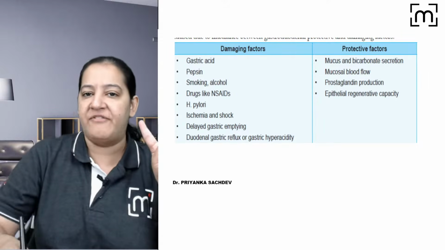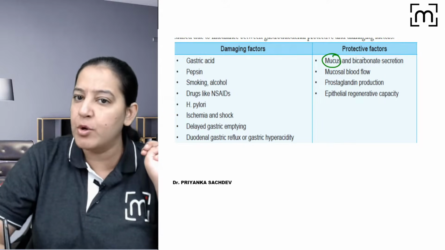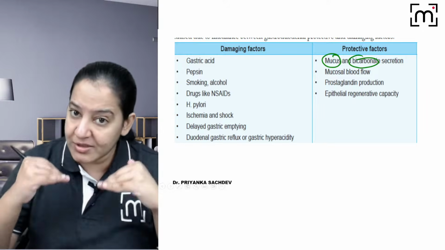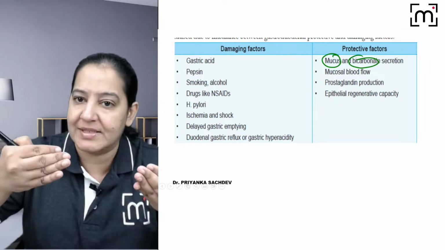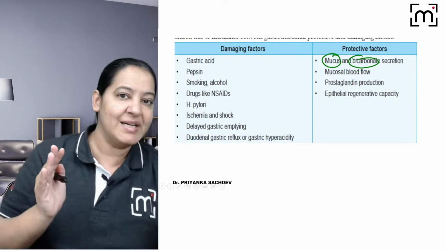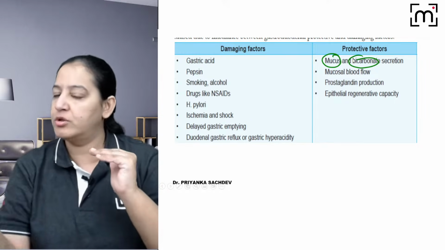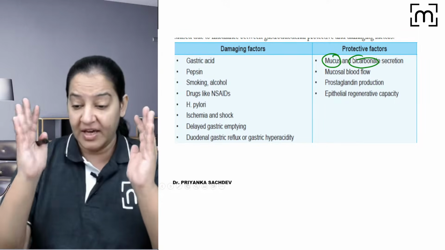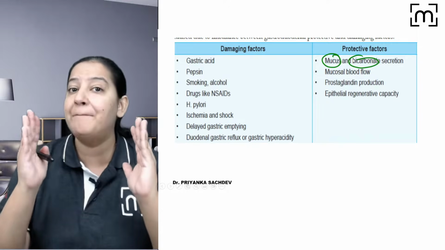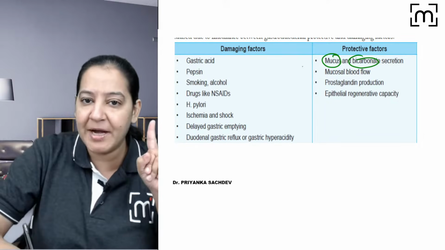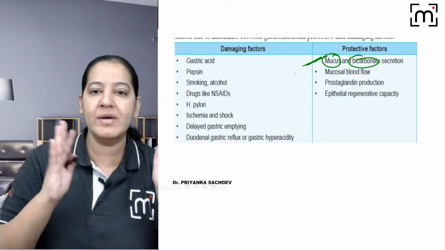So there are two types of factors. The protective covering is made up of mucus and bicarbonate. So the mucosal lining is lined by mucus and bicarbonate, and the acid cannot directly reach the wall of the stomach. In between there is a protector, a barrier, you can say. The barrier is made by this layer. You got my point? Mucus and bicarbonate.